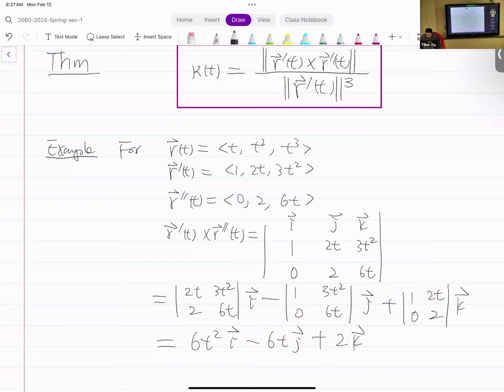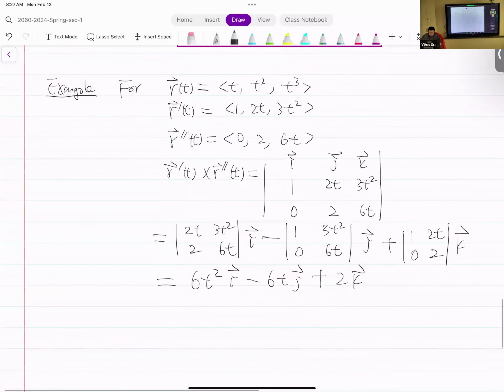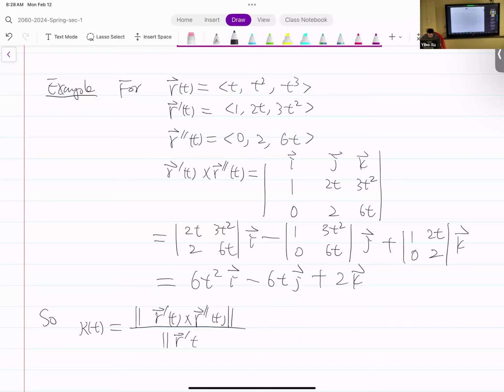Okay. And we're almost done. So here we know the cross within the formula at the top, we just need to take the magnitude, right? And then for the denominator, it's just r prime, we take the magnitude and then raise it to the 3. Okay? So we can directly write out the answer. So for curvature, it's going to be r prime crossing r double prime over r prime, taking the magnitude to the 3.